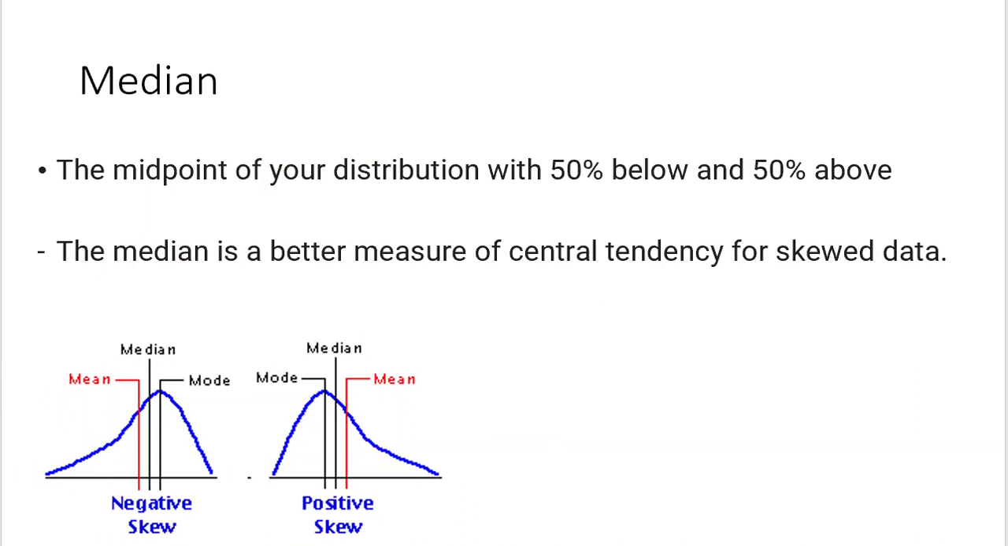Now, I talked about the mean. Let's talk about the median a little bit. The median is the midpoint of your distribution. So what is the middle number? You have a distribution with 50% below and 50% above. And what is that midpoint? Usually when your data is skewed, the median provides you with a better measure of central tendency.